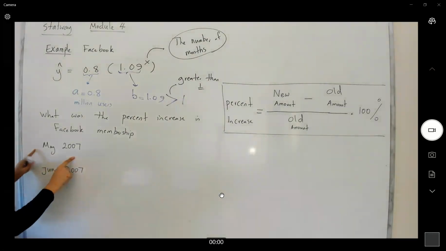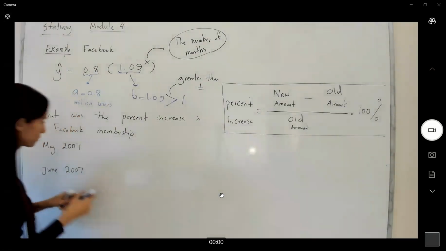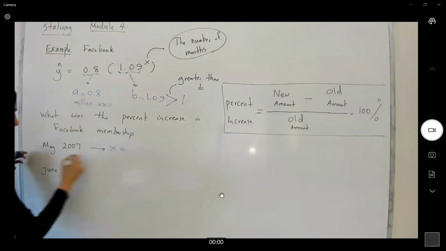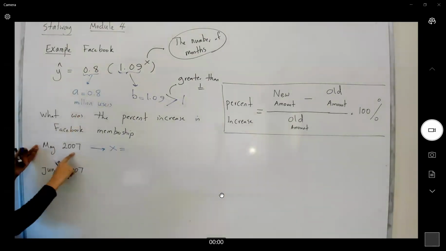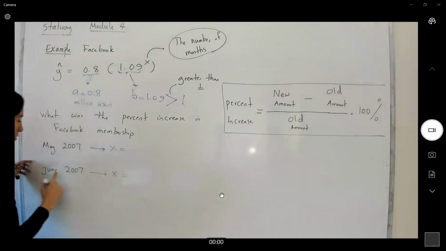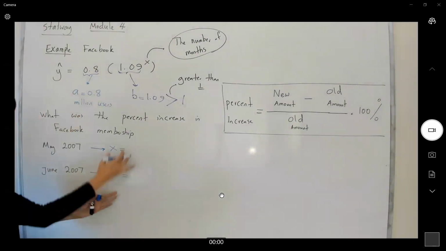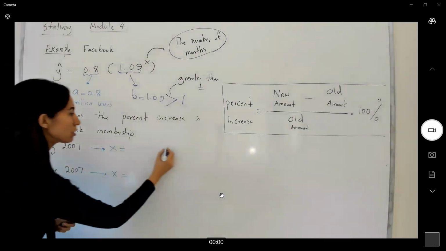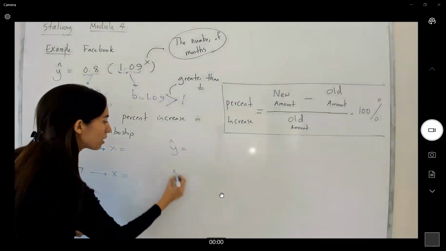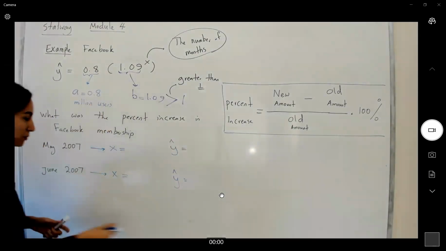First of all, we need to find our X values. What is our X when you're working with May 2007? What would be your X when you have June 2007? So for each of these X values, you get 2 different X values. What is your Y hat? What is the number of users?